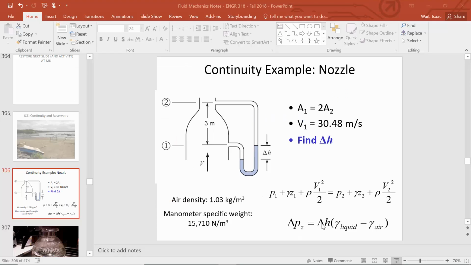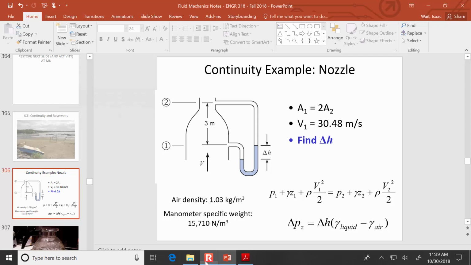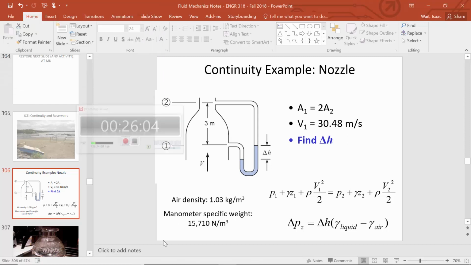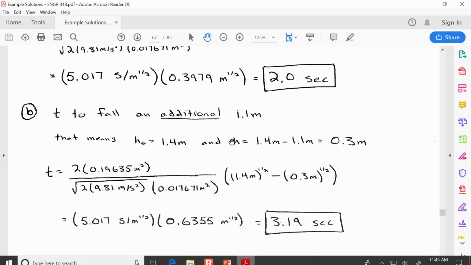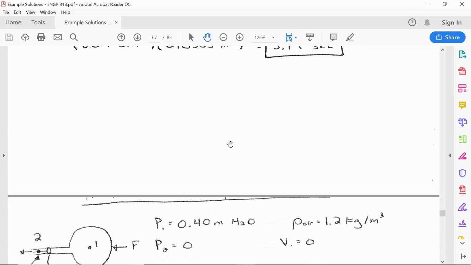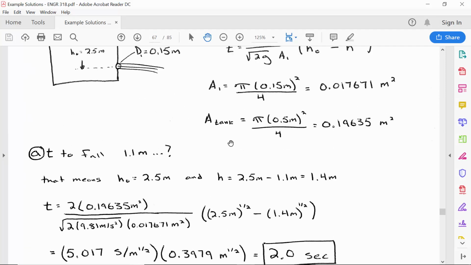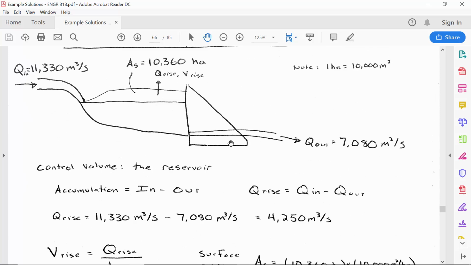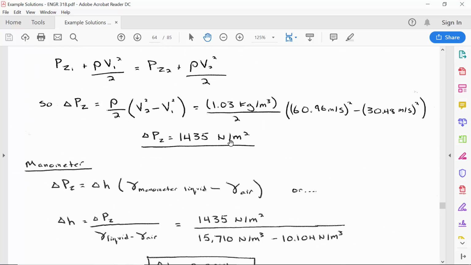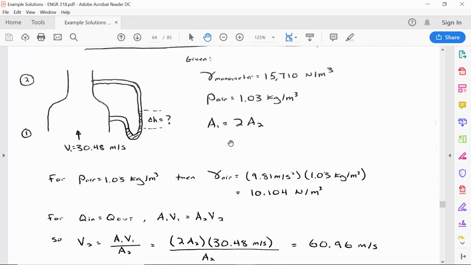Do a little algebra. I've got some of the preliminaries up on the screen if you want to check, like the unit weight of air, our velocity at location 2, and so on.